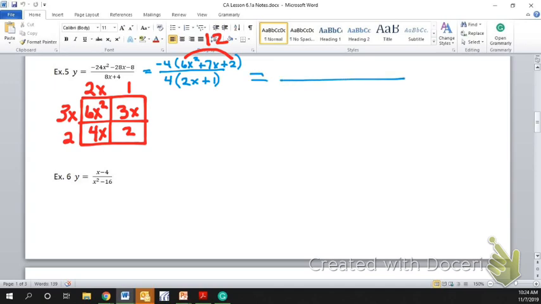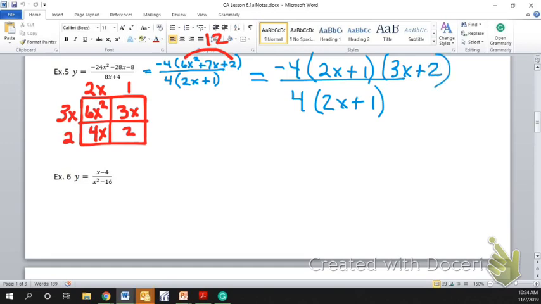Okay, so my denominator is still a 4 and a 2x plus 1. My numerator has a negative 4, a 2x plus 1, and a 3x plus 2. So what can you tell me about this rational function now? You can cancel out the 2x plus 1, and the 4, but you have to leave the negative. The 4 cancels, but it doesn't tell you anything about a hole or anything like that because it's just a constant, right?